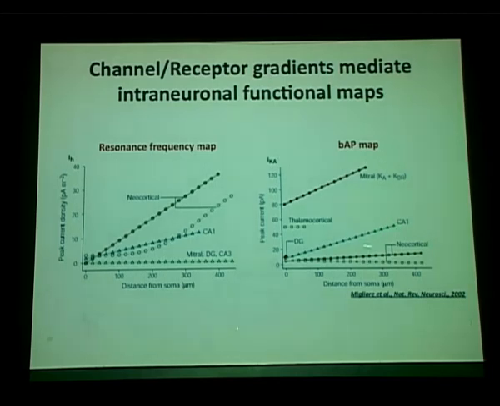So because this transient potassium current is higher, the sodium-potassium balance is tilted in favor of potassium, and hence you have a lower action potential amplitude at these locations. Right? So these maps within neurons are mediated by the presence of ion channel gradients that sit on the somatodendritic topograph.